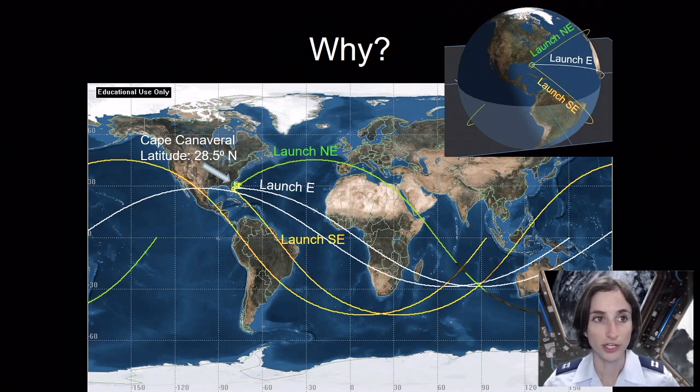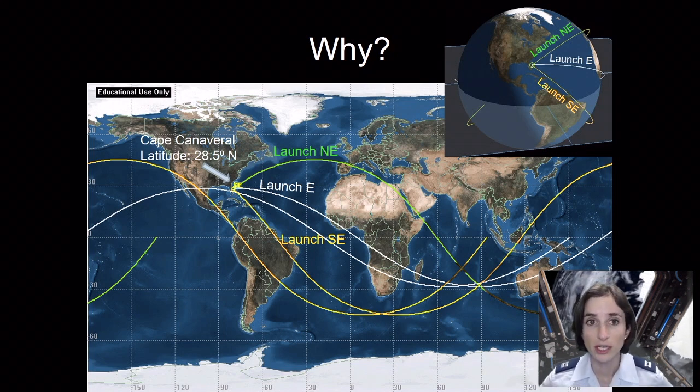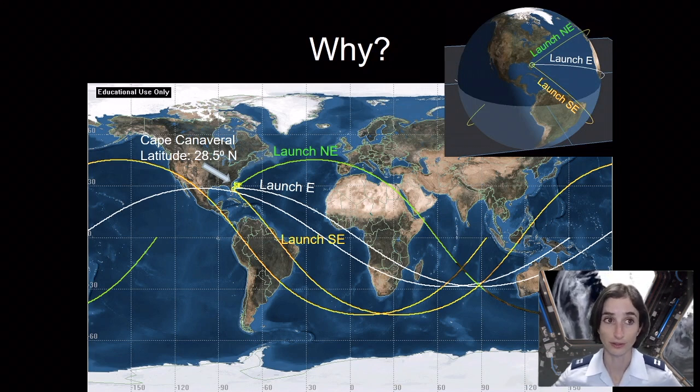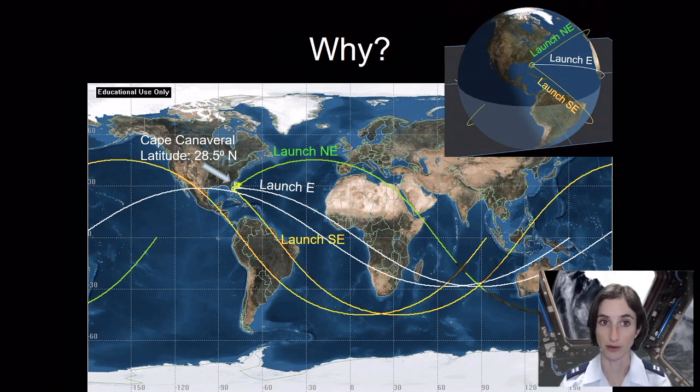I want to point to your attention that none of these orbits, even the one where we launch southeast, can have an inclination that's any lower than the latitude of the launch site, 28.5 degrees. This is because the center of the Earth is the center of the orbit. An object in orbit has to go as far south as it went north, and vice versa.